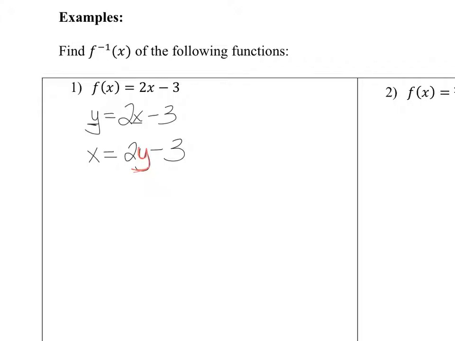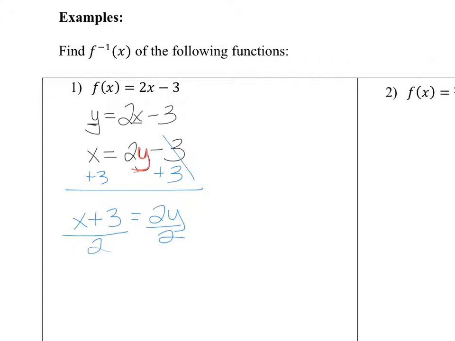Okay, so to get y by itself, I have to add my 3. And then divide by 2. Now, we can't add x and 3, so we just leave it. And then divide the whole thing by 2. And that's your inverse. So the inverse of f of x is x plus 3 over 2.